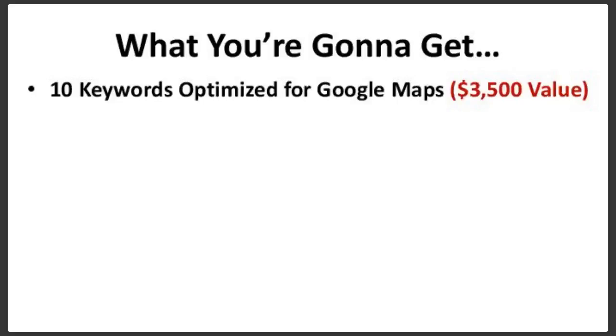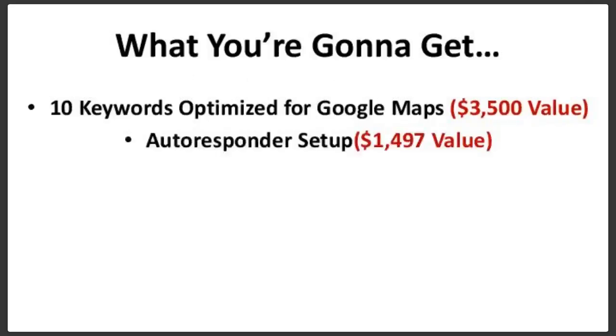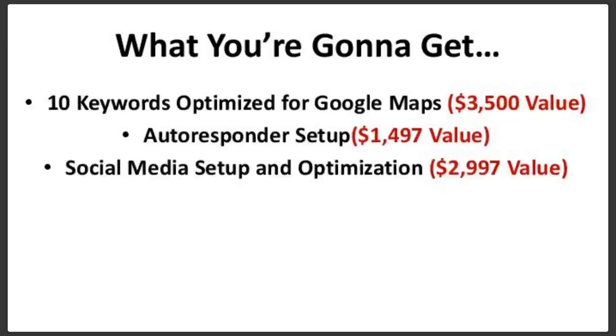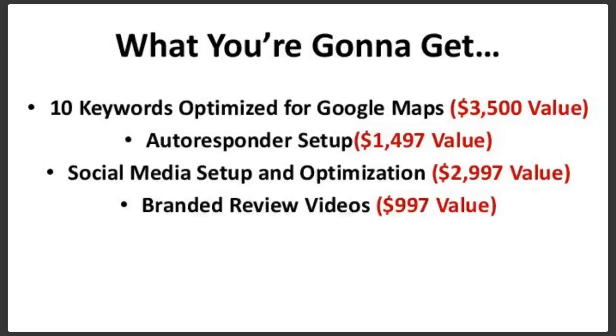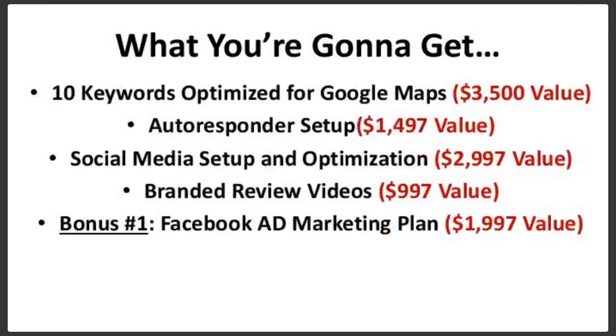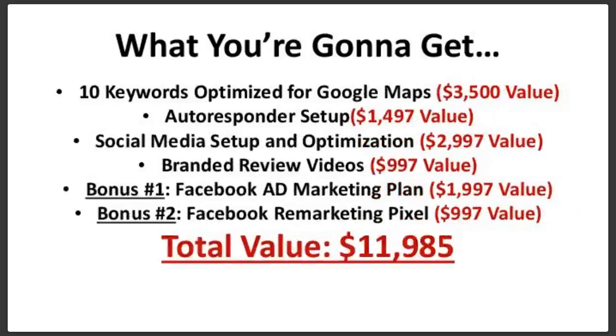And so I want to go over this again. Here's what you guys are getting. You're getting 10 keywords optimized for Google Maps, $3,500 value. You're getting autoresponder setup that Leonard went over, $1,497 value. Social media setup and optimization, $3,000 value. Branded review videos, $997 value. Plus, we're going to add bonus one, the Facebook ad marketing plan for $19.97, and bonus two, the Facebook remarketing pixel for a value of $9.97, and that gives a total package of value of $11,985.